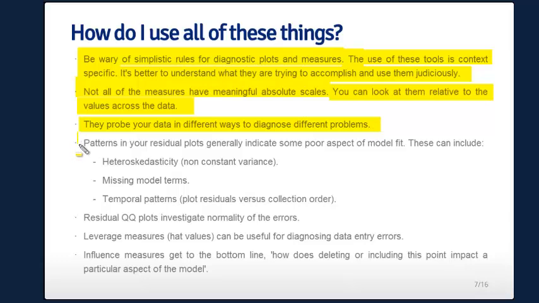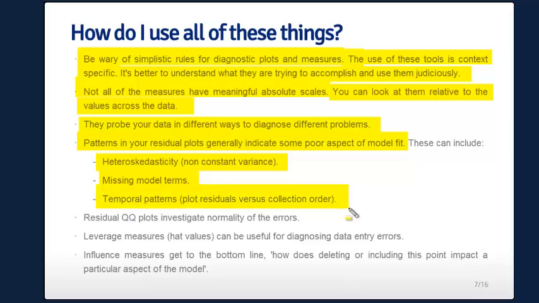Residuals are, of course, the most important component of all the diagnostics. Basically what you want is no obvious systematic pattern in your residual plots. So you don't want heteroscedasticity, like non-constant variance. You don't want things that show obvious evidence of missing model terms. And you don't want temporal patterns. So if you were to plot residuals versus the order in which the data was collected, you don't want things like that. Residual QQ plots, quantile plots, investigate normality of the errors because they plot the quantiles of the residuals versus the theoretical quantiles of the standard normal.